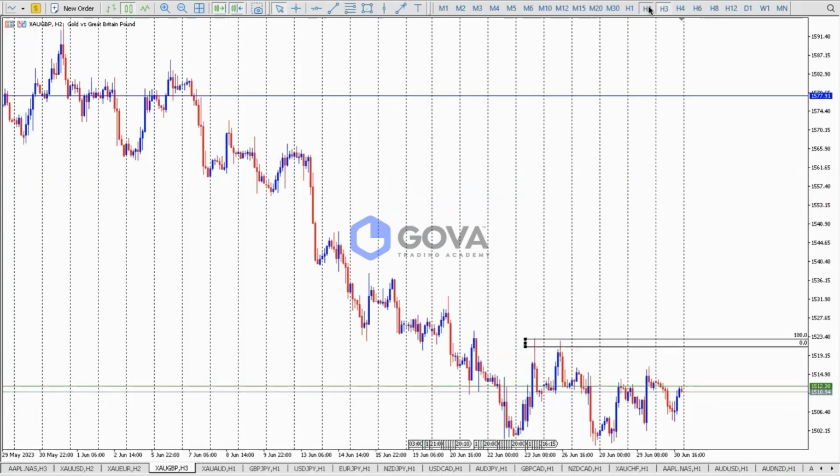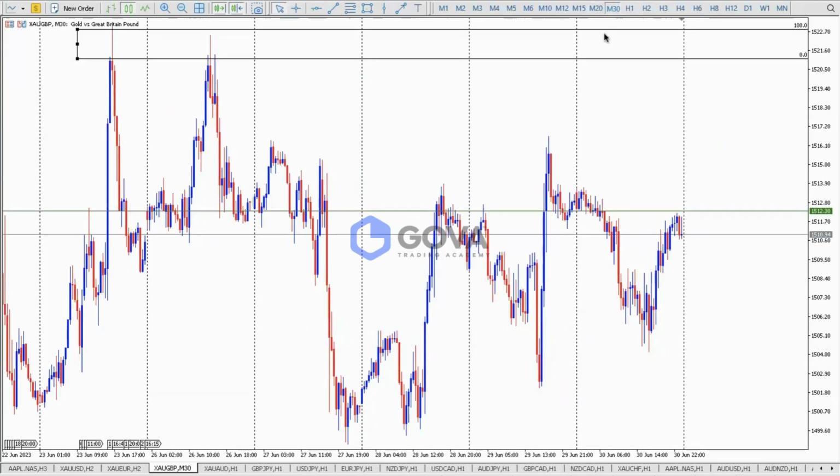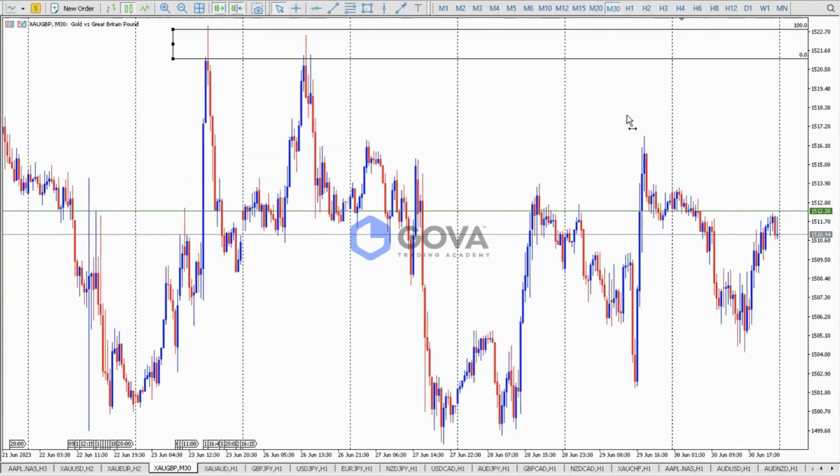So let me switch lower from H3 to H2, from H2 to H1. You can see this is the formation, right? So for you to be able to mark the formation, you need to switch lower from M30. So this is enough.